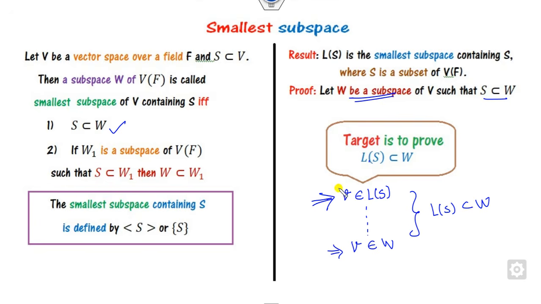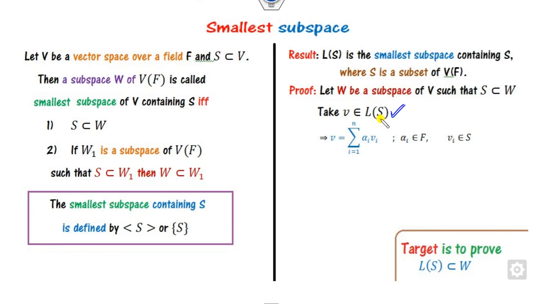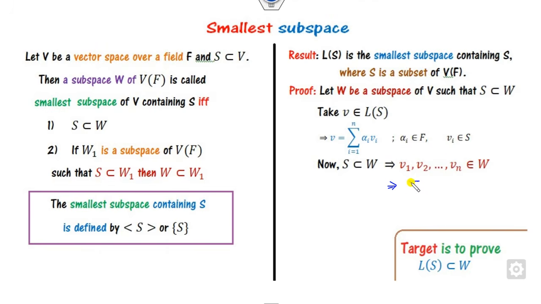We can start from here. If V belongs to L(S), where L(S) is my linear span, it can be written like here. Now your target is to prove it is in W. Since Vi belongs to S, but S is a subset of W, what is the meaning of that? It means Vi is also part of W, and W is my subspace. What is the meaning of that? If W is my subspace, then a linear combination of this, alpha i Vi, is also part of W, because W is my subspace. And alpha i Vi is nothing but my V, so V also belongs to W.